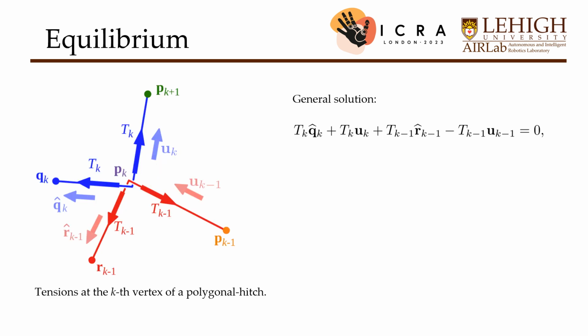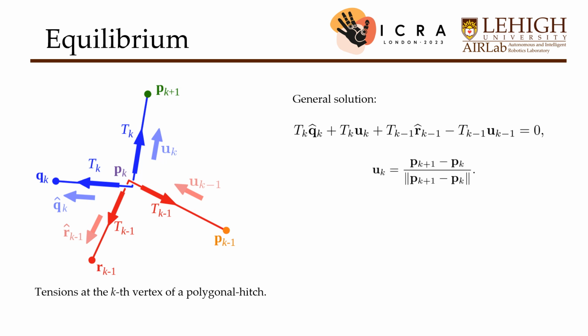A vertex is formed by interlacing two cables, and it forms an H shape with four tensions. We analyze the tension at the kth vertex to be an equilibrium force, and the kth vertex at the location pk is in equilibrium when all the tensions add up to zero, meaning that the following equation has to be satisfied.